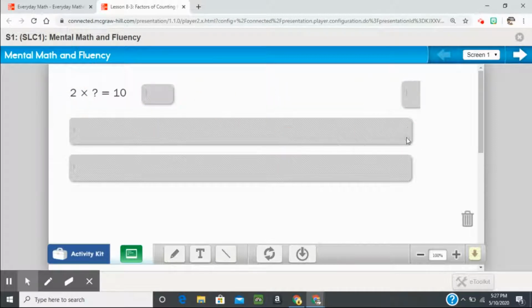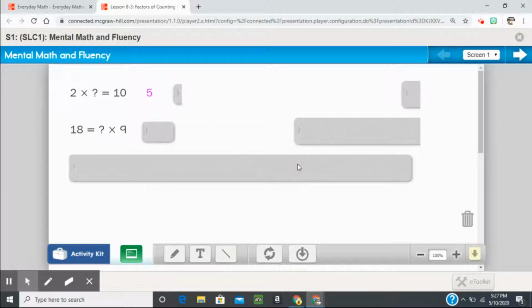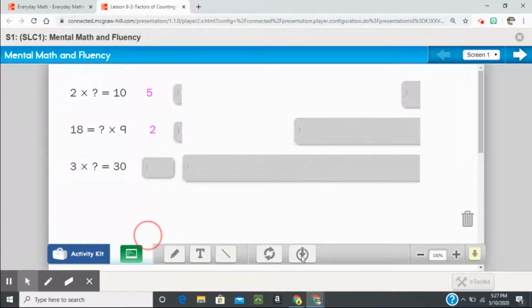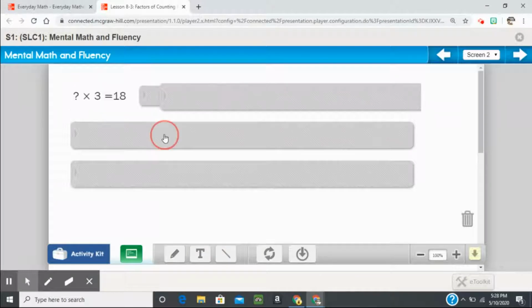2 times what equals 10? Right, that is 5. 18 equals question mark times 9. Should have said 2 there. And 3 times question mark equals 30. That is 10. Question mark times 3 equals 18. Answer 6.